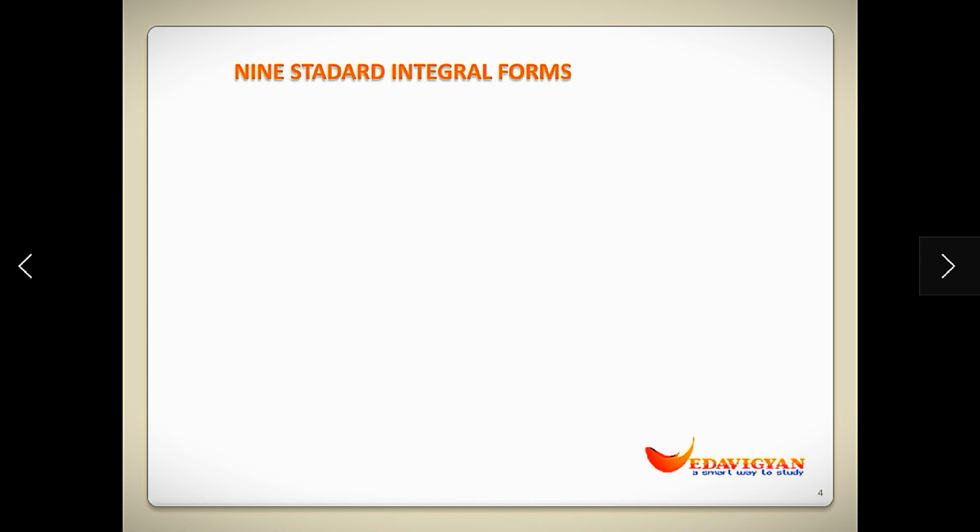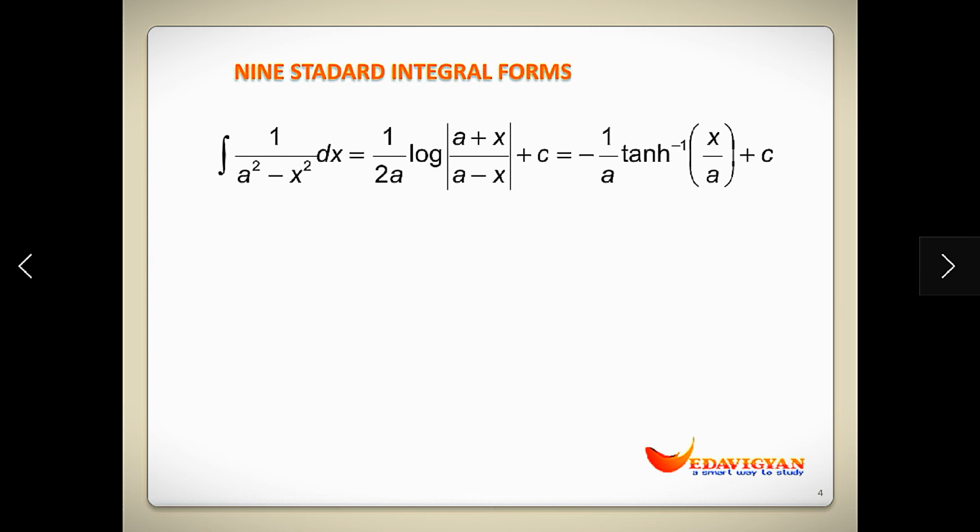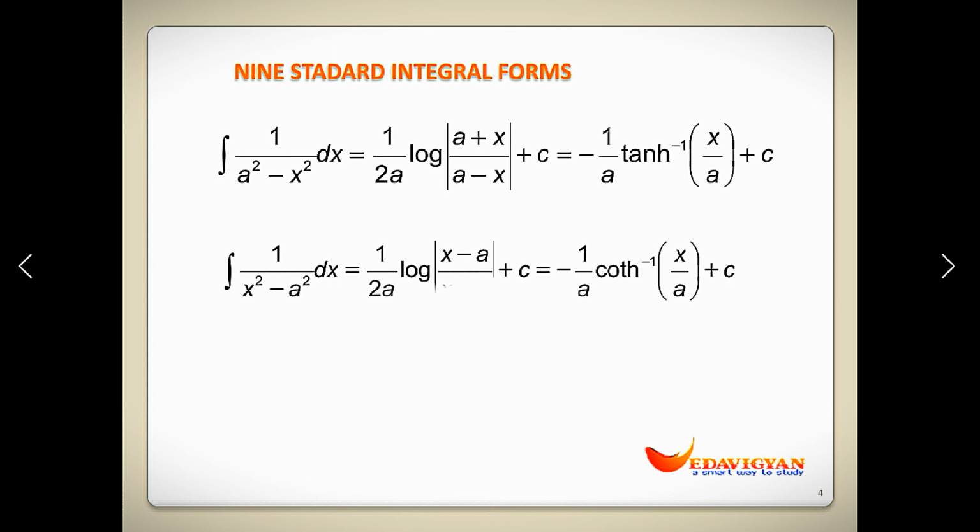Let us see here. The first formula: the integral of 1 by a square minus x square dx is equal to 1 by 2a log modulus of (a plus x) by (a minus x) plus c, otherwise minus 1 by a tan h inverse of x by a plus c. Next formula: the integral of 1 by x square minus a square dx is equal to 1 by 2a log modulus of (x minus a) by (x plus a) plus c, otherwise the negative of 1 by a cot h inverse x by a plus c.